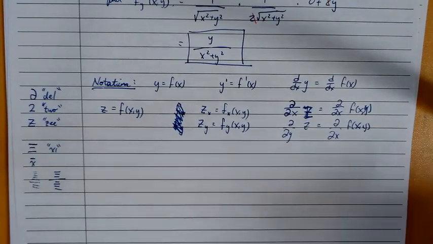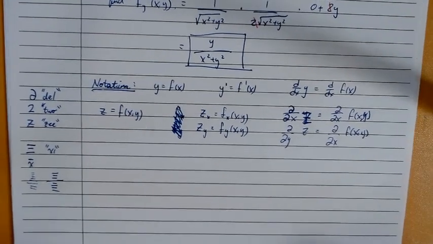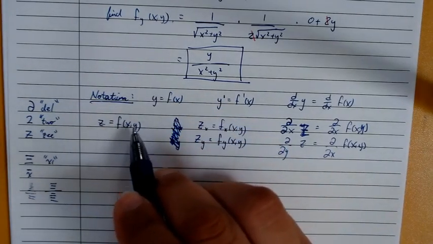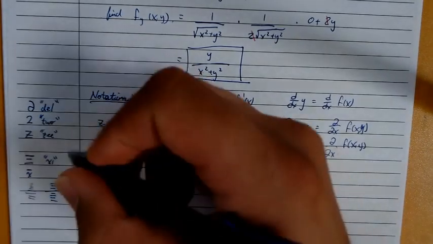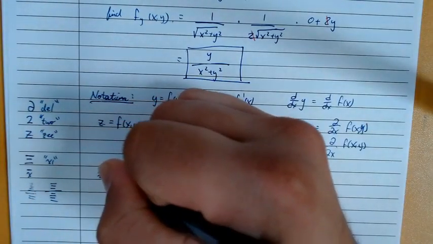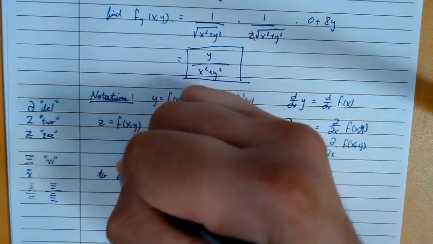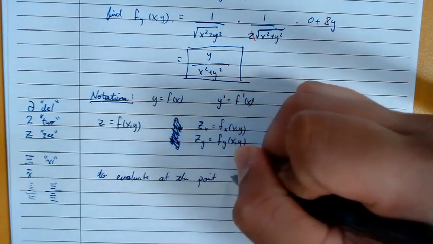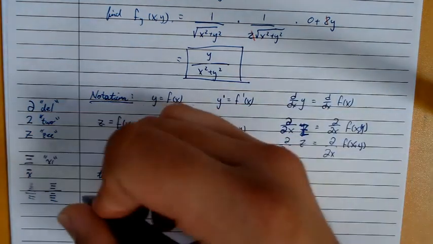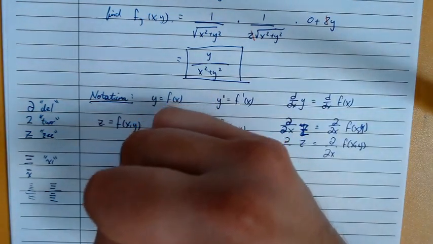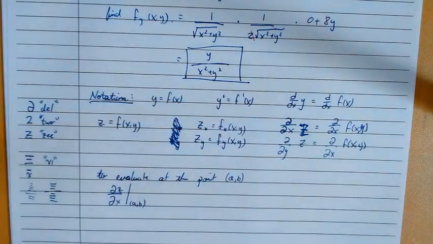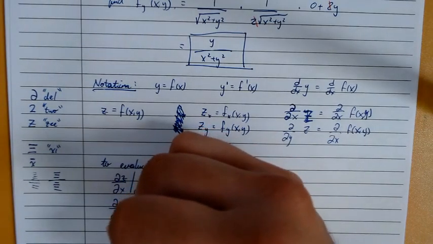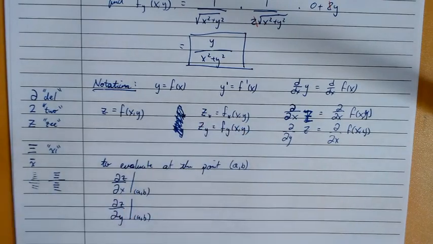Note that to evaluate a derivative at a point, we are going to continue to use the notation that we had in Cal 1. Namely, we're either going to just write the numbers in here or with a vertical bar. So here, to evaluate at the point, let's say (a, b), you would write ∂z/∂x at (a, b). So you put the vertical bar with that right there, what you're trying to evaluate. You would write ∂z/∂y at (a, b), like that.